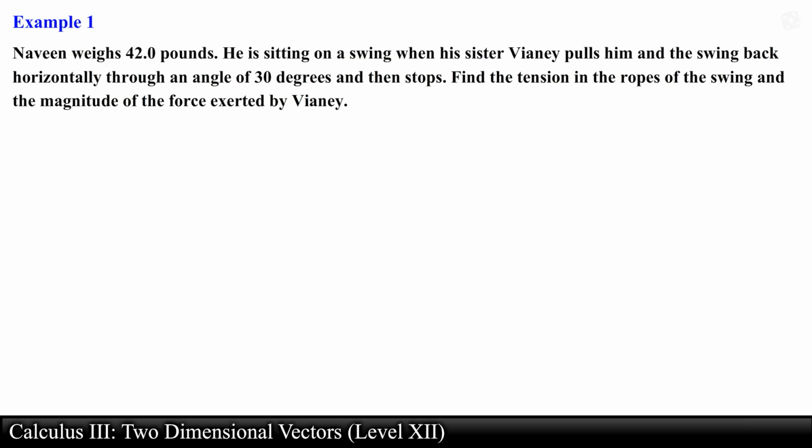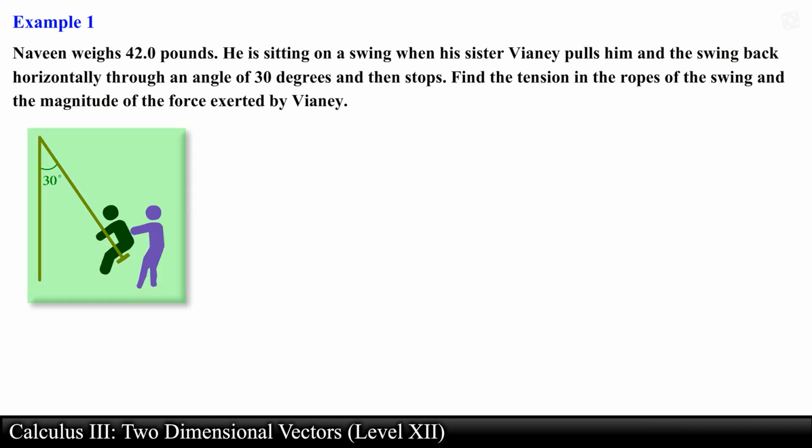Naveen weighs 42 pounds. He is sitting on a swing when his sister, Vianney, pulls him and the swing back horizontally through an angle of 30 degrees and then stops. Find the tension in the ropes of the swing and the magnitude of the force exerted by Vianney. Alright, the figure of this situation is shown below. Notice that Naveen is motionless at the moment that Vianney stops swinging back. At this point, Vianney is pulling with enough force to keep Naveen in a state of static equilibrium.